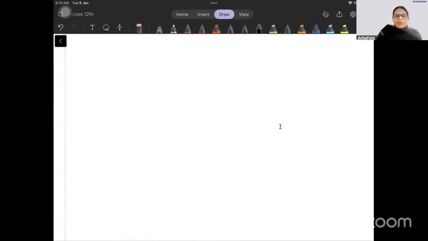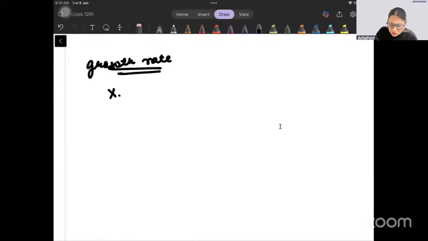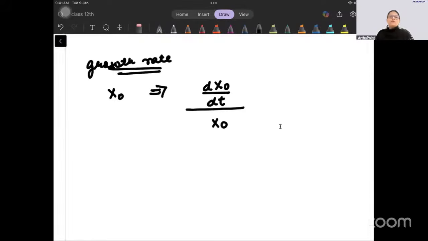How do we define growth rate? देखो ध्यान से, the growth rate of anything can be defined. So कोई भी एक variable ले लेते हैं, growth rate of variable x naught. It can be defined as how this variable changes over time divided by the original value of the variable.